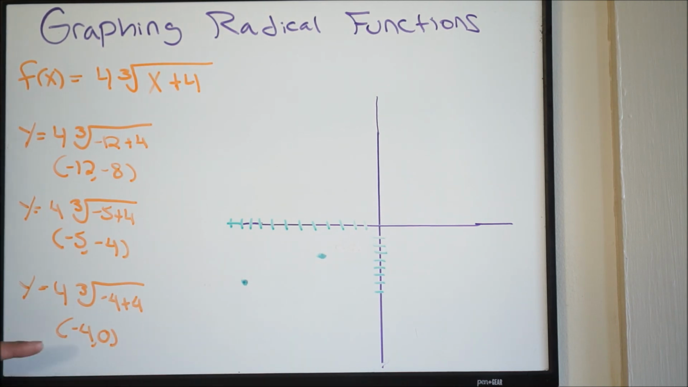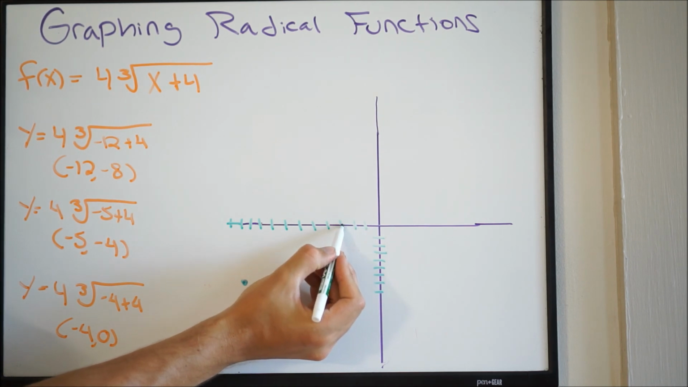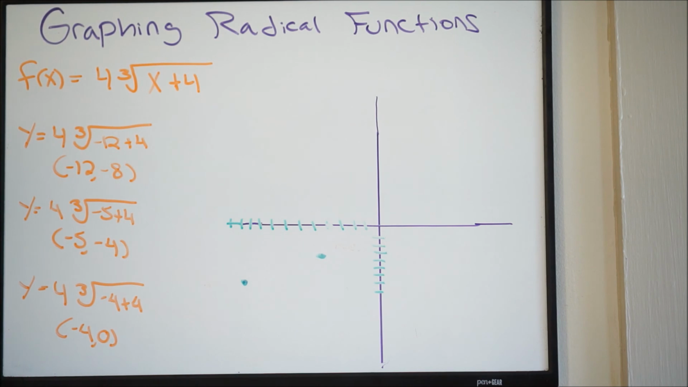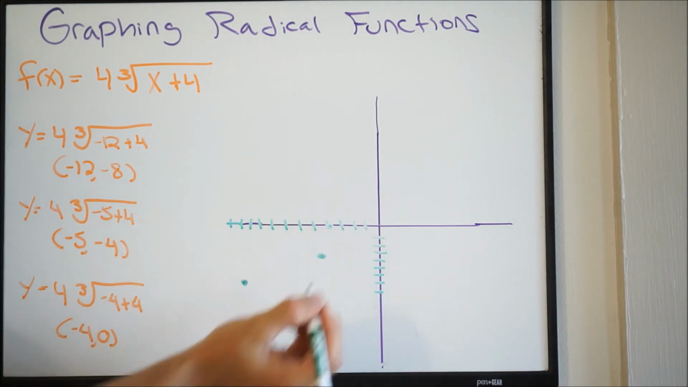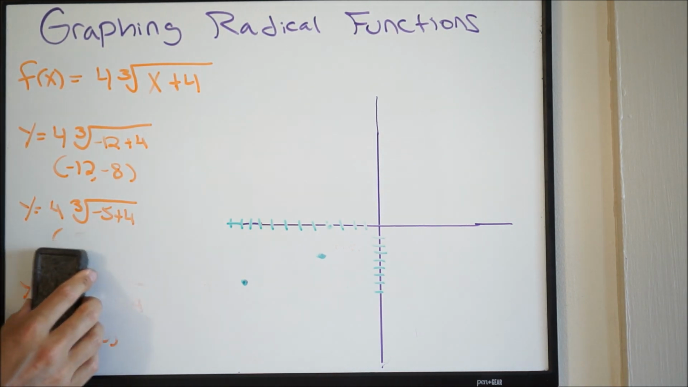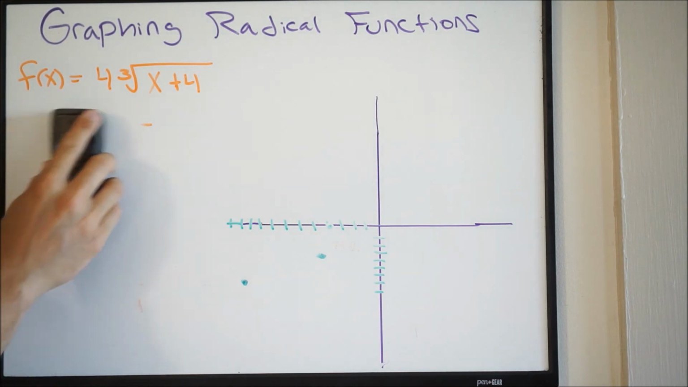Okay. Right here, we're going to go over negative 4. So 1, 2, 3, 4, right here. Point. My marker's dying. Okay. All right. Let's go ahead and finish this guy off. So I'm going to erase this work here, and we will finish it off.